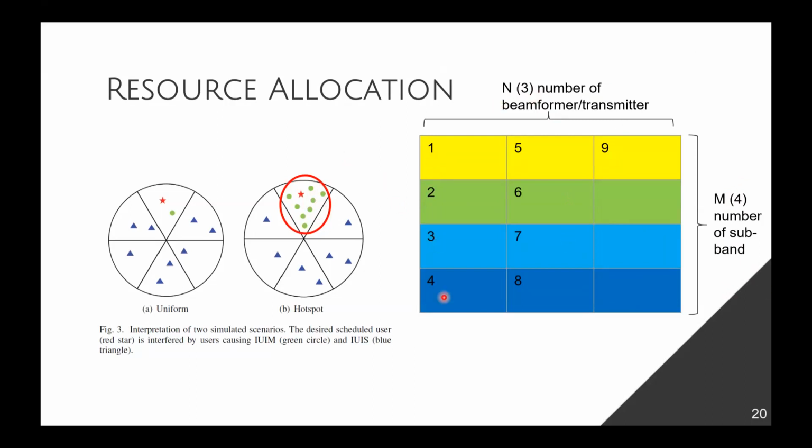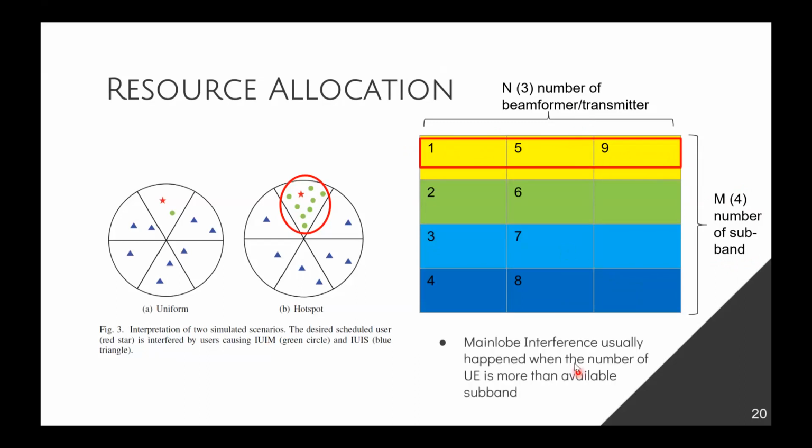So 1, 2, 3, 4. Because we did not have the correct number of subbands, another user will be assigned in the other beamformer. So 5, 6, 7, 8, and 9. And here we can see that users 1, 5, and 9 are assigned to the same subband, but different beamformers. This is the case when the main lobe interference will happen. The main lobe interference usually happens when the number of UEs is more than the available subbands.